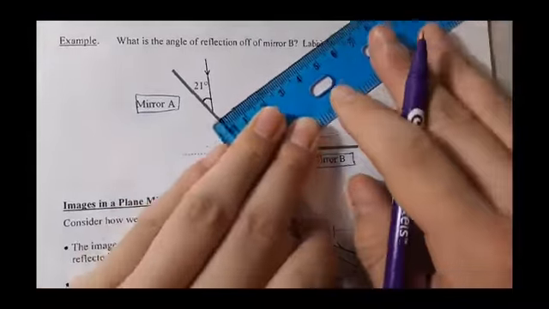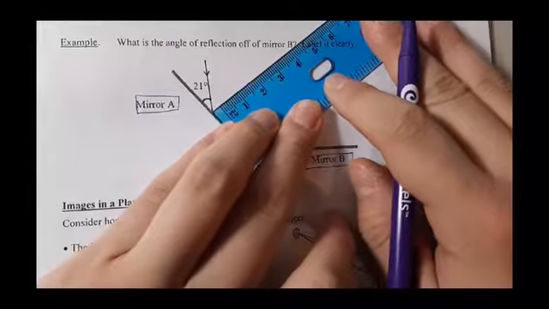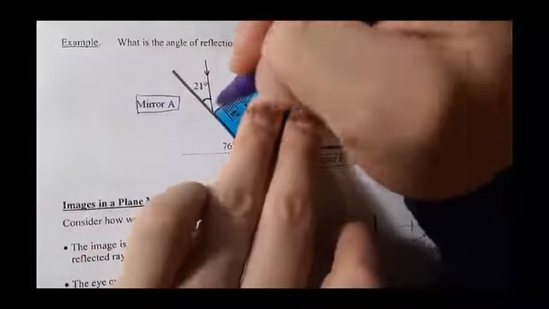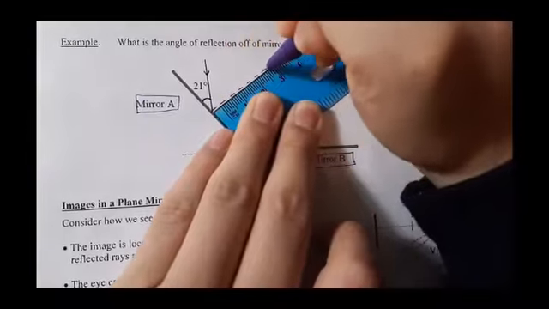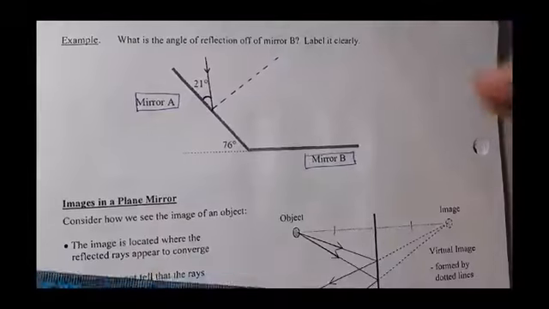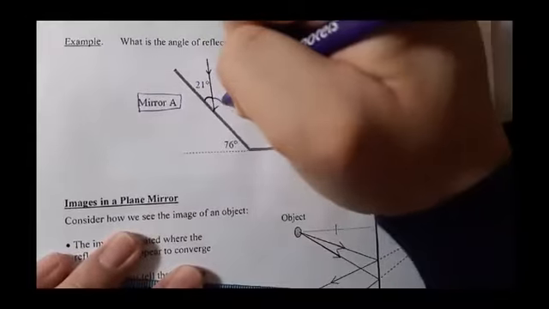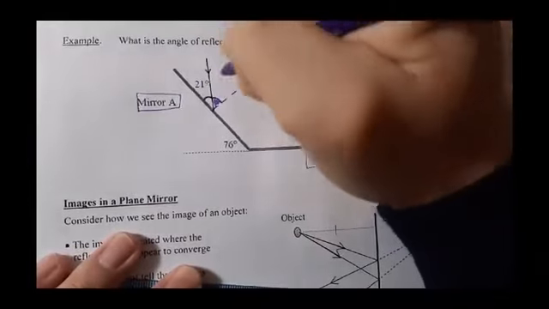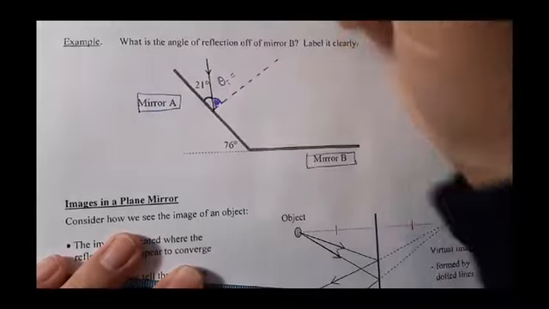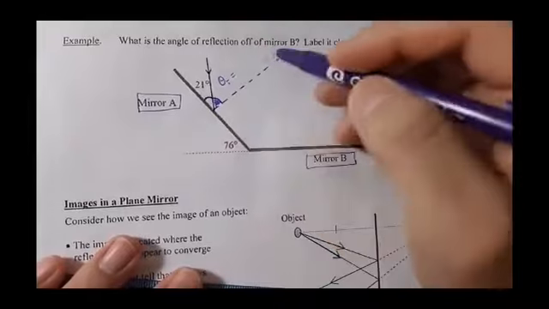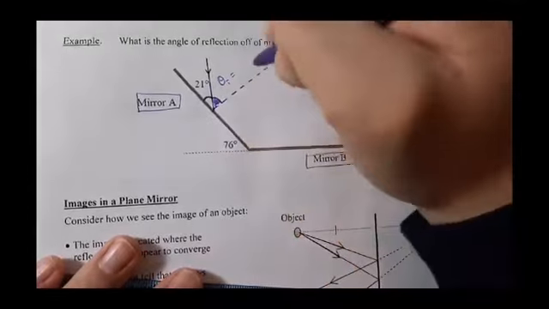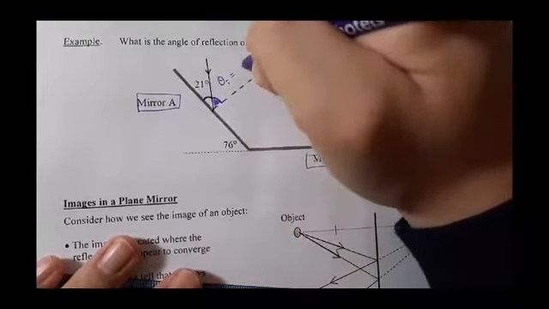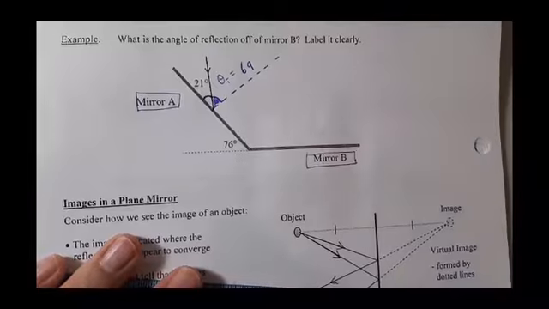First thing first, it's a good idea to create our normal line. So 90 degrees. You may notice that I'm using my corner. There you go. This angle over here is my angle of incident. It is between my incoming ray and normal line. The way that I get it is, well, 90 minus 21. I believe it is 69.